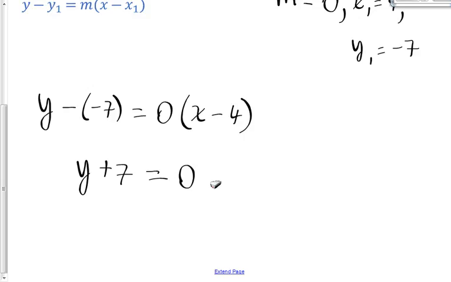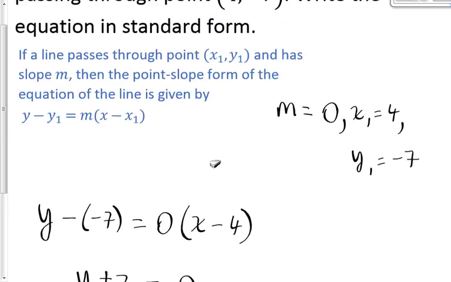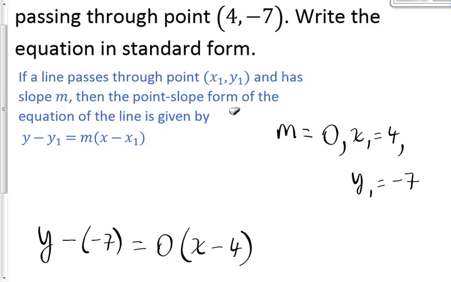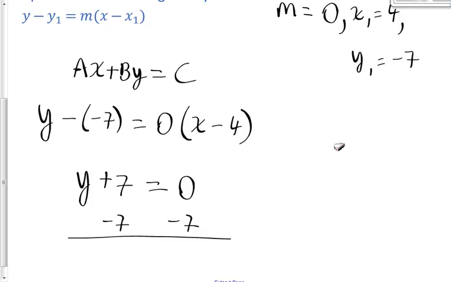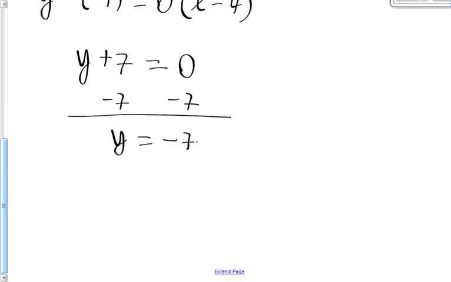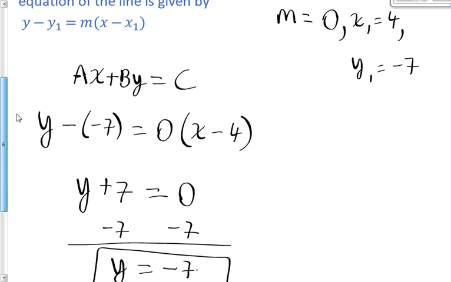It doesn't involve the variable x. And what I want to do here is put this equation in standard form. Standard form just means that both variable terms are on the same side, ax plus by, and the constant is on the other side. Since I only have one variable term, that's going to stay on the left side. All I have to do is move the constant to the other side by subtracting 7 from both sides. So my equation in standard form is y equals -7. So there you have it. This is the equation of the horizontal line described.